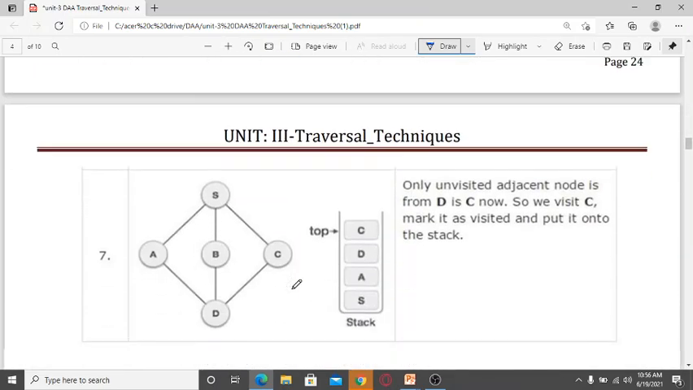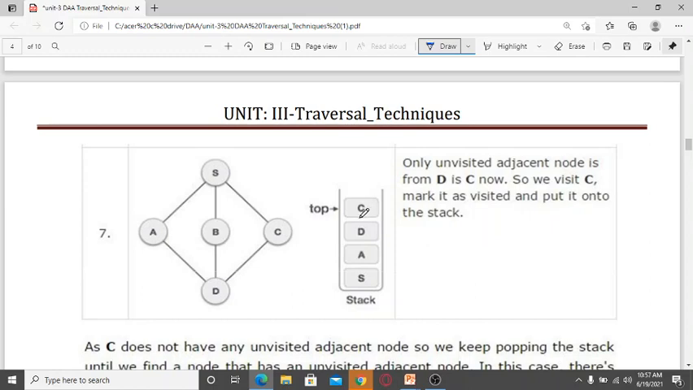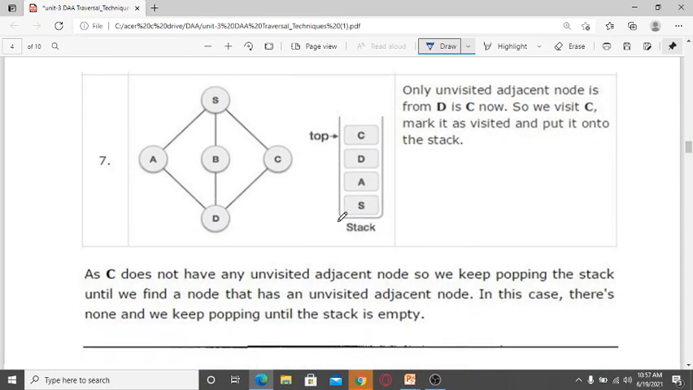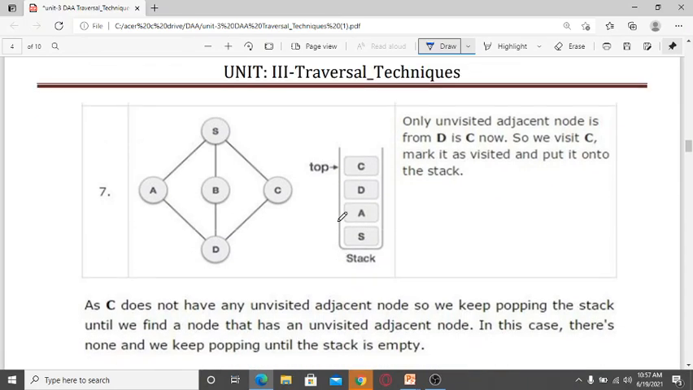Select C and push it in the stack. Now the only unvisited adjacent node from D is C. D to C is unvisited, so we visit it and push it in the stack. Now we completed the stack. What do we need to do now? Are there any unvisited vertices from C, that is from S and D? No.